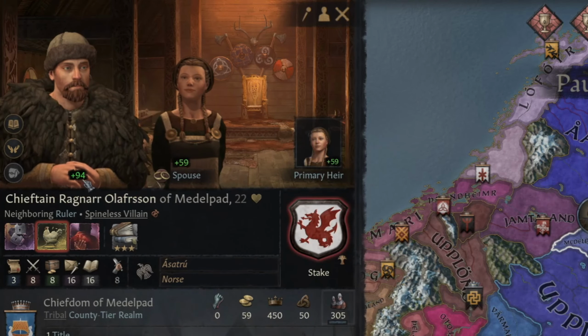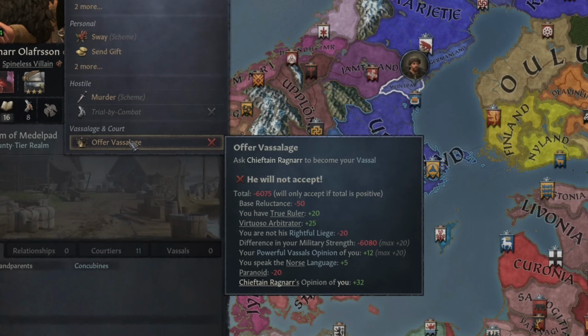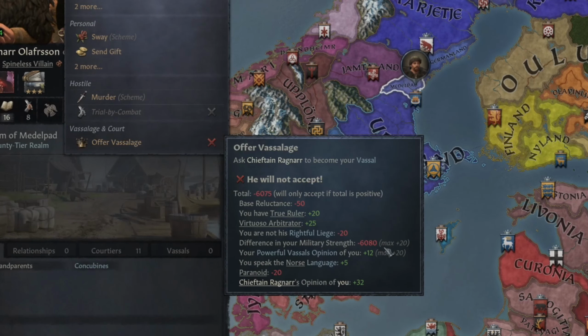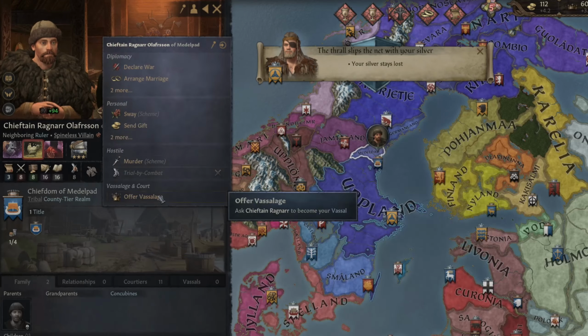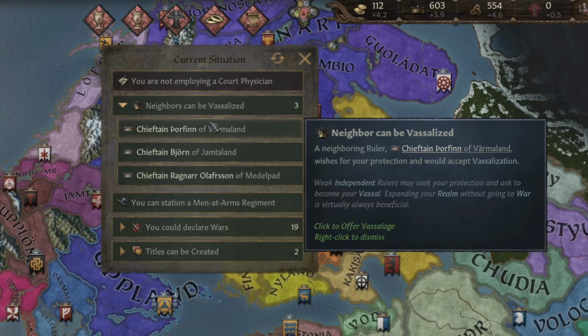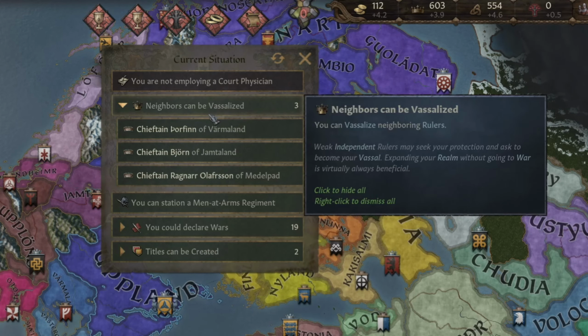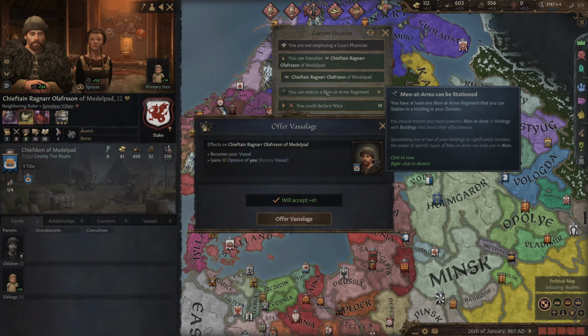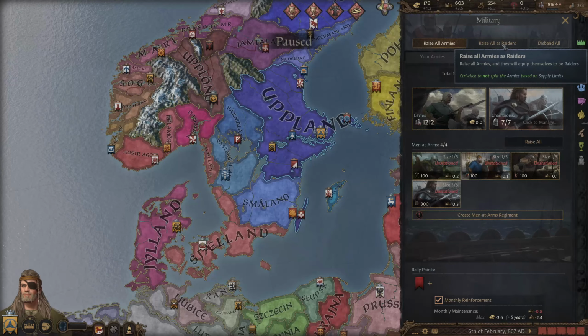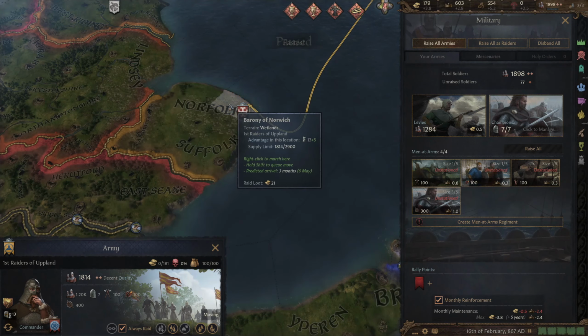Checking our neighbors, we can see they love us, and when offering vassalage, you might start off with this glitch. Just pass some time and the glitch should go away. Our current situation tab will be flooded with requests to join our Cool Kids Club. And while we are waiting for the applications to roll in, we'll use some raiders. We're going to raid Europe for some gold.